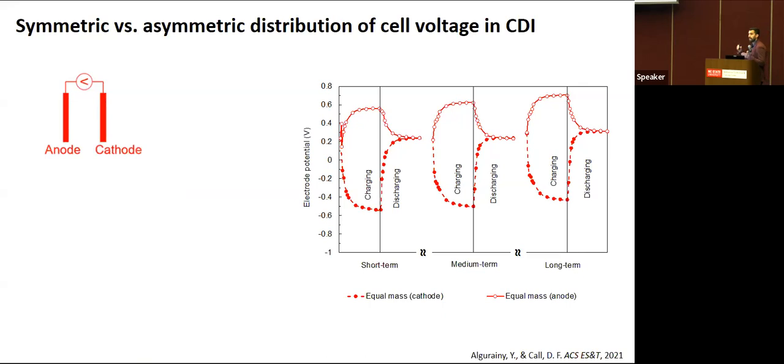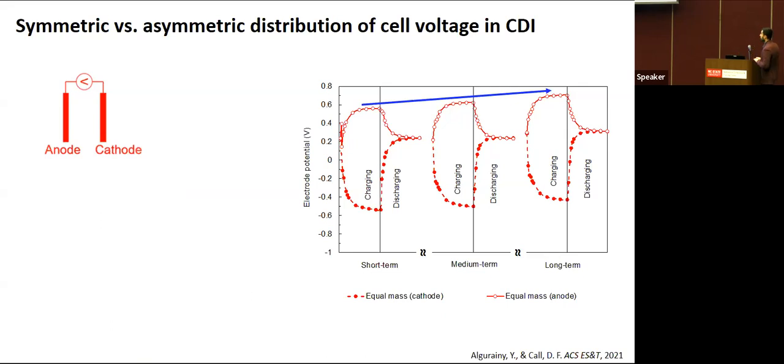So we will go back to CDI now. We assemble a CDI cell with a 1-to-1 mass ratio of anode to cathode. We apply 1.2 volts, and then we measure the cell voltage distribution over time in the anode and in the cathode. You can clearly see that there is a symmetrical distribution of cell voltage because the mass ratio of anode to cathode was 1-to-1. However, you can see there is some sort of positive shift in the electrode potential that we have here.